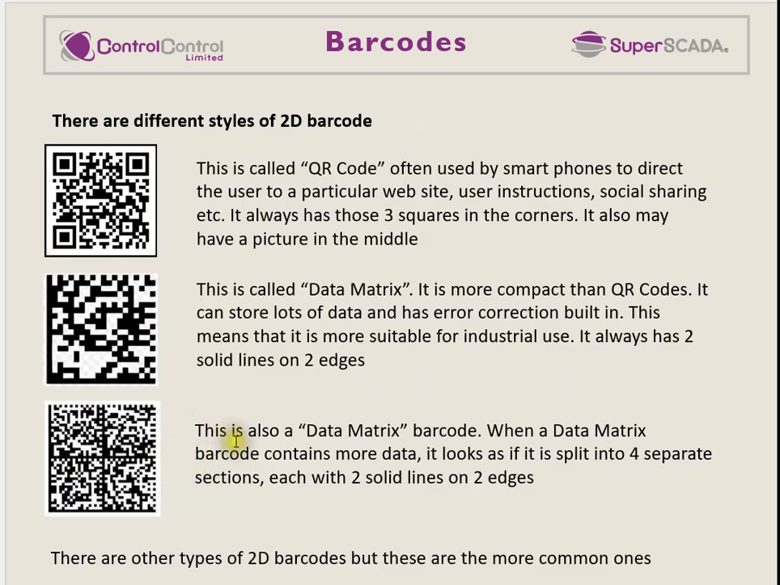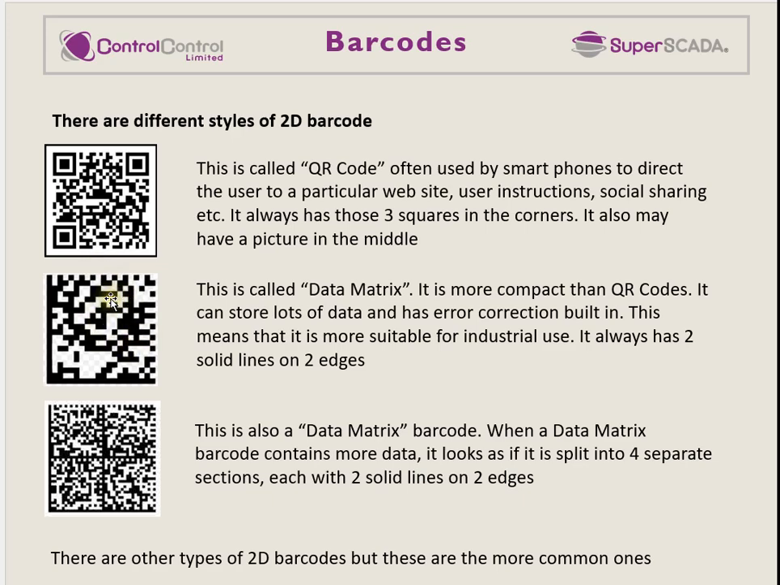Of the two-dimensional 2D barcodes, the top one here you'll often see, because it's got these three squares in three of the corners, called a QR code. You'll often see this used by smartphones to go to a certain website, go and read some user instructions and so on. Sometimes they'll also have a picture in the middle.